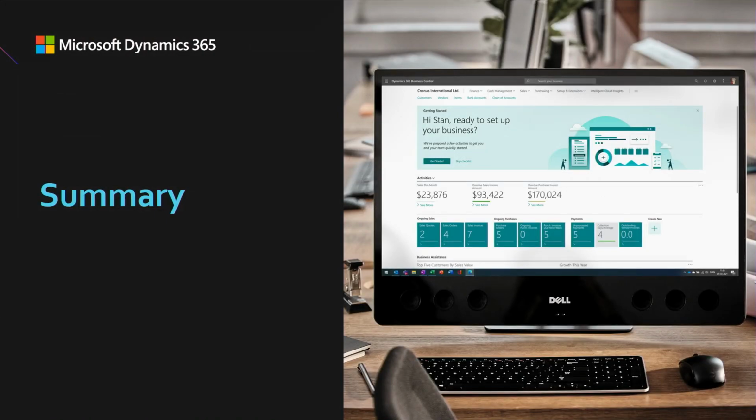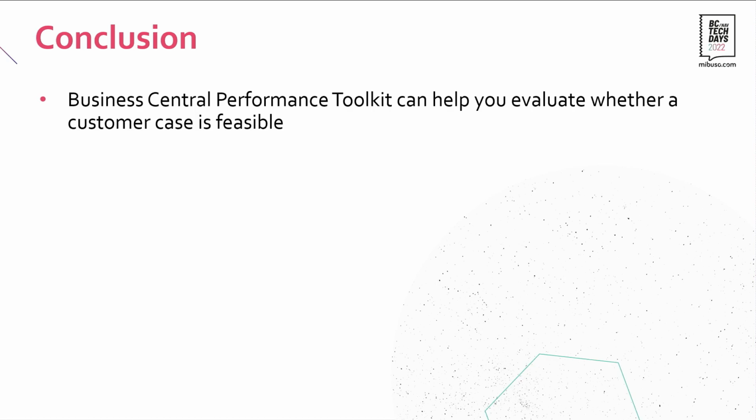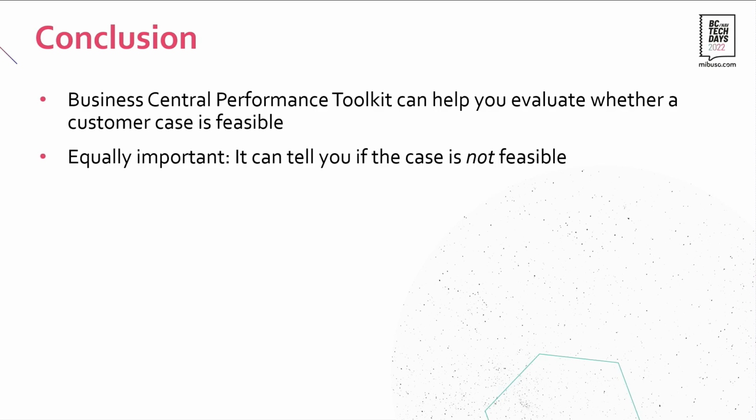So that was a lot of talk, and we went through why you should use it, the customer scenarios and user stories and so on. I hope you got a lot of good stuff out of this. Just to conclude, the Performance Toolkit is a very useful tool to help you determine whether or not a customer case is feasible. It gives you that confidence, and you can also convince your customer that you will be able to deliver a performant solution. Another important thing is to also think about whether this customer is feasible.